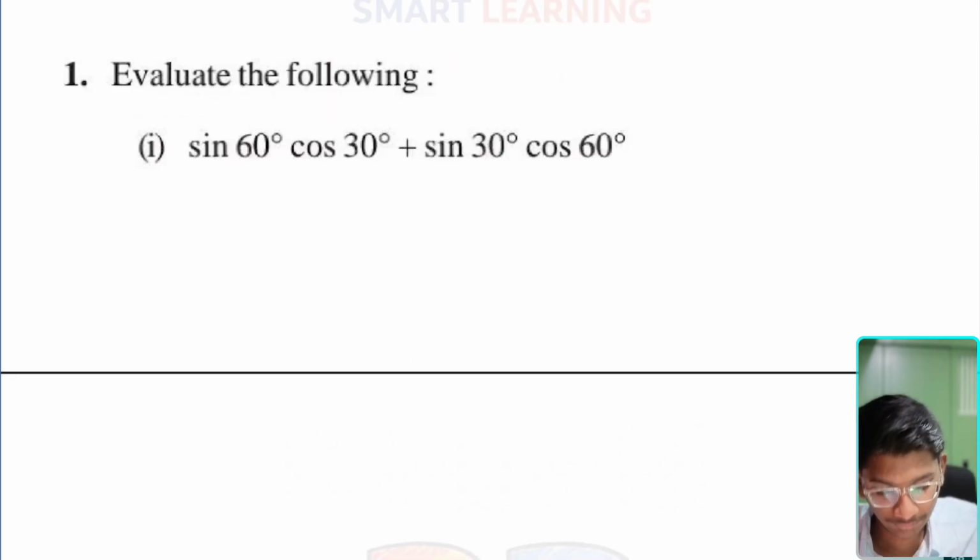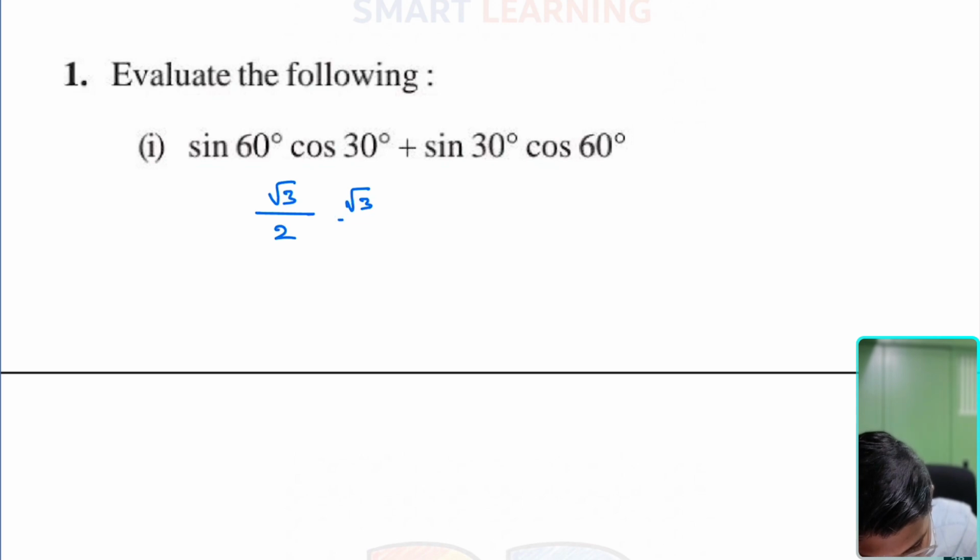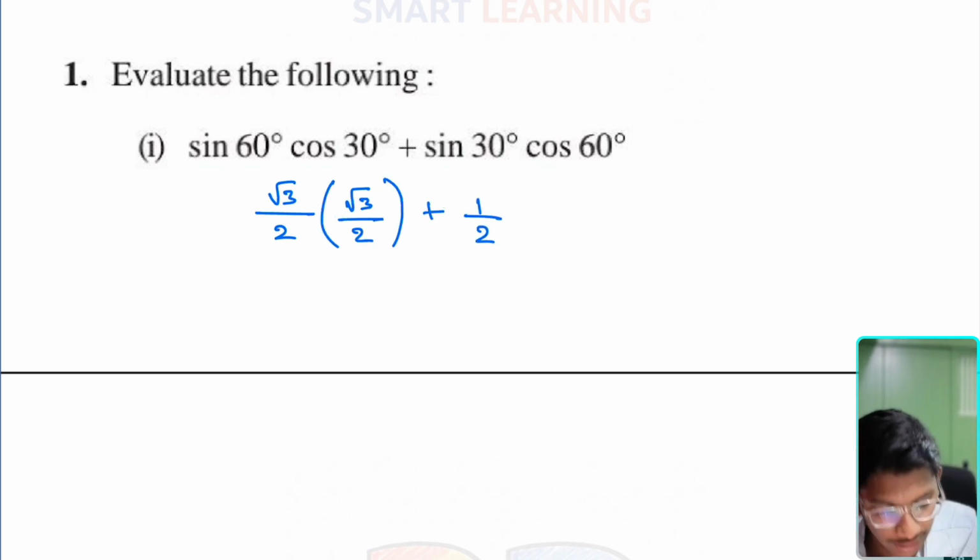In the first question, they are asking us to evaluate this equation. There is nothing complex in this. All you have to do is put the values of these and you get the answer. What is sine 60? Sine 60 is root 3 by 2. What is cos 30? Cos 30 is also root 3 by 2, plus sine 30. What is sine 30? It is 1 by 2, and cos 60 is also 1 by 2.